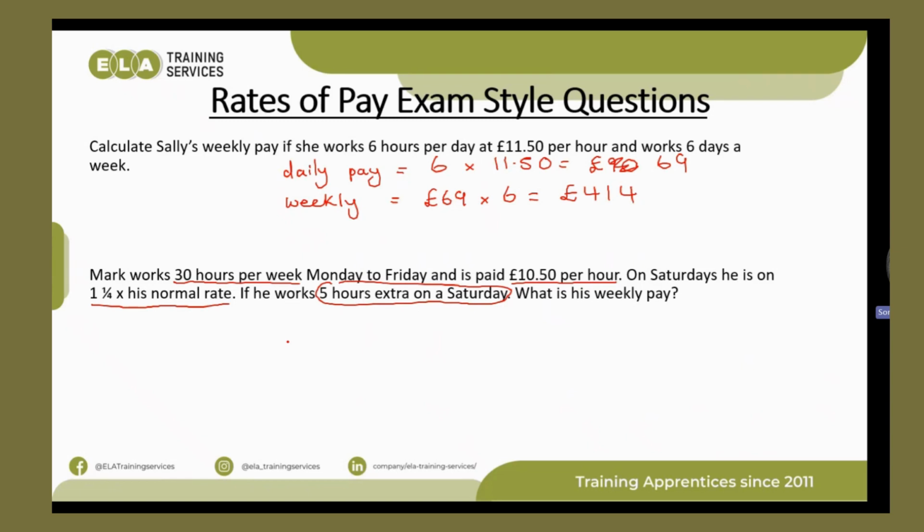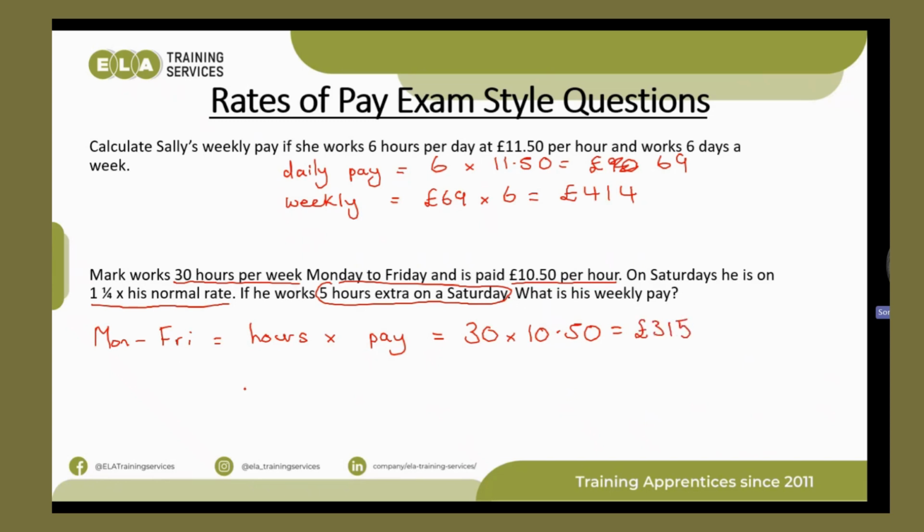But what we've done, as we've read the question, we've highlighted the important parts. So we know Mark is on 30 hours per week and paid £10.50 per hour for each hour that he works. So to work out his pay from Monday to Friday, we do his hours multiplied by his pay. So 30 multiplied by £10.50, and he's on £315 just for his work Monday to Friday.